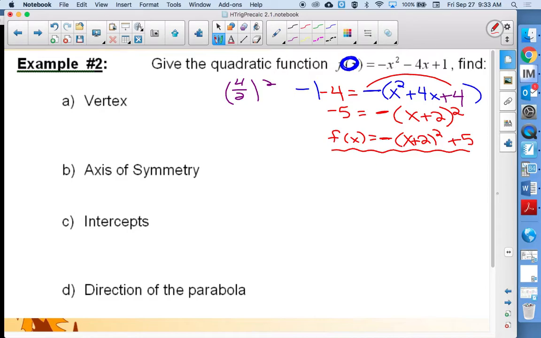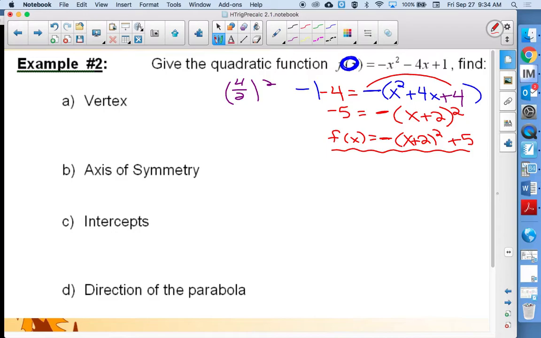So completing the square takes it from general form, and it places it into this vertex or standard form. Any questions with completing the square? So see if you can answer the couple of questions underneath. So now that we've completed the square, what would the vertex be? What would the axis of symmetry be?